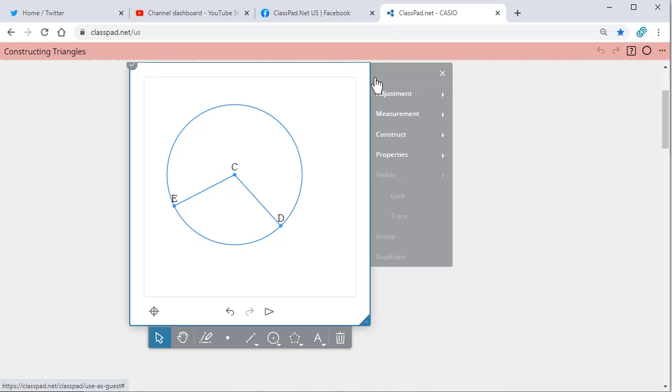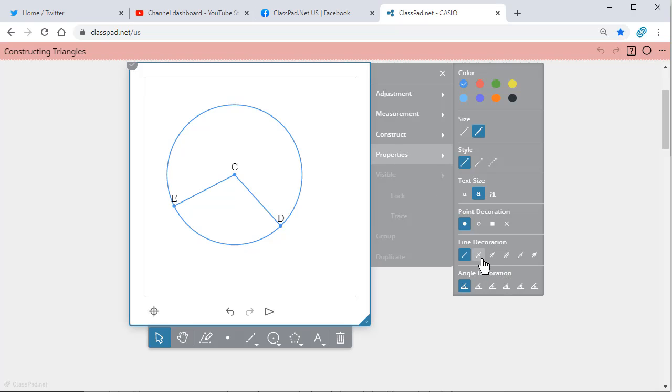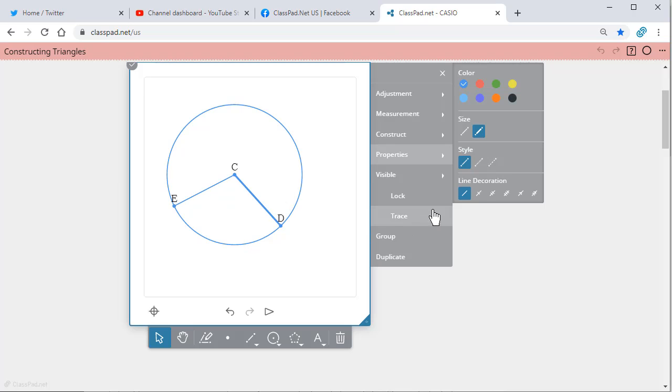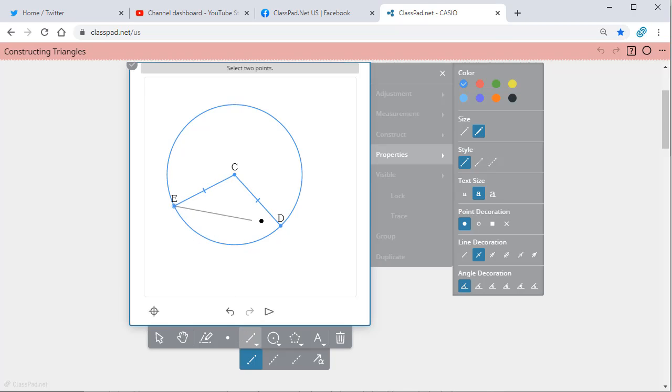Since I happen to be in my software, I could use the decorate tool and put my tick marks. If I were with students, this is something I highly recommend, that they always mark things that they have defined to be congruent or parallel or right angle, whatever it might be. It's important to identify those things. So now I have my two sides, and all I need is my third, and my third one would just be to connect these two points, E and D here, with another straight edge segment.